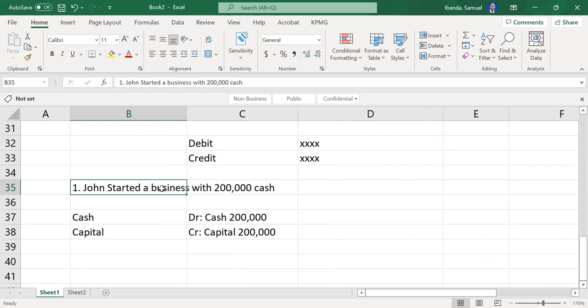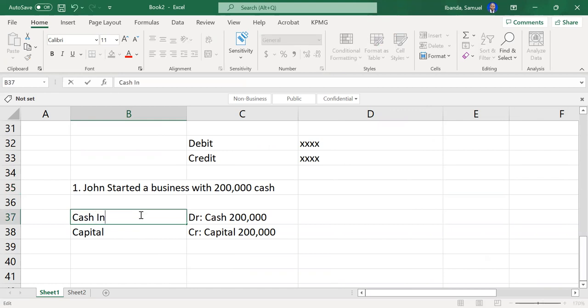So if there's an asset that is involved and you see an asset increasing, which asset are we seeing here? It is cash. So our cash is increasing as a result of John starting a business. Now, in this case, John is pulling money from his pocket to start the business. As he's losing this money, the business is benefiting.